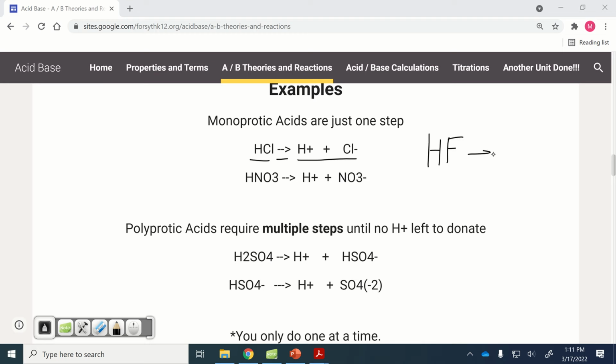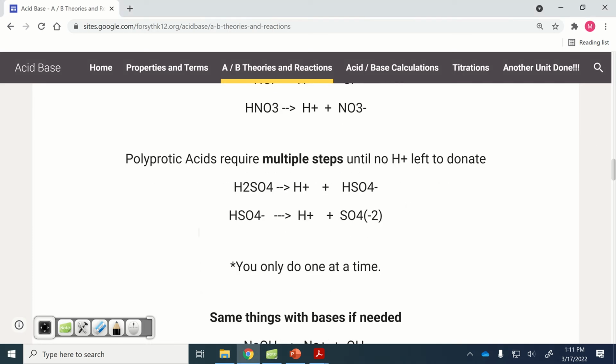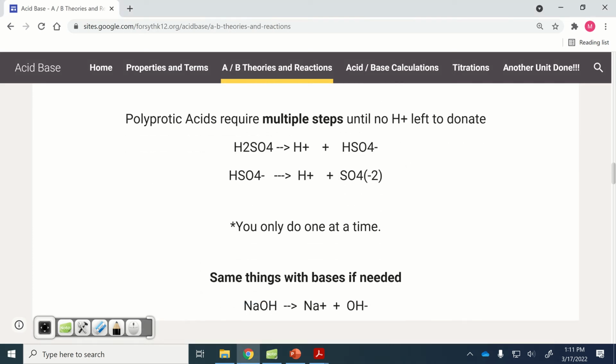Show the ionization of HF: H plus, plus F minus. Okay, so that's for monoprotic acids. For polyprotic acids, you need to break it up into multiple steps, basically one H at a time. That's actually what happens, because when one H plus is donated, the other one becomes more tightly held by the compound.